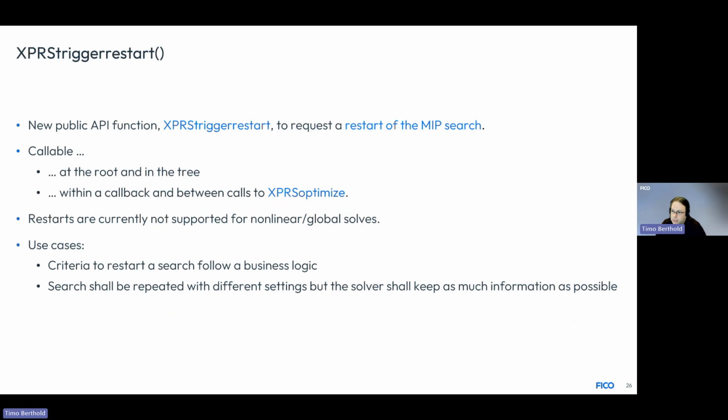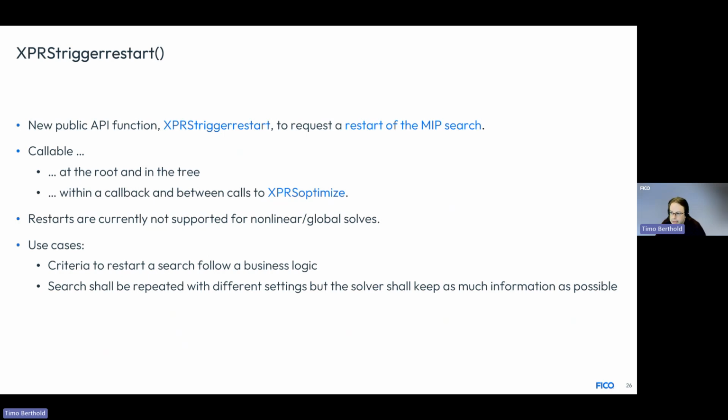Up until 9.8, this was a purely automatic feature. If Xpress detected the right conditions, it would stop the current branch and bound search, go back to the root, consolidate all the information gathered so far, apply a new presolve, and essentially start everything over, but then starting with all the accumulated information from before the restart. And the new function now allows users to trigger this themselves from anywhere during the tree search. So, for example, via a callback.